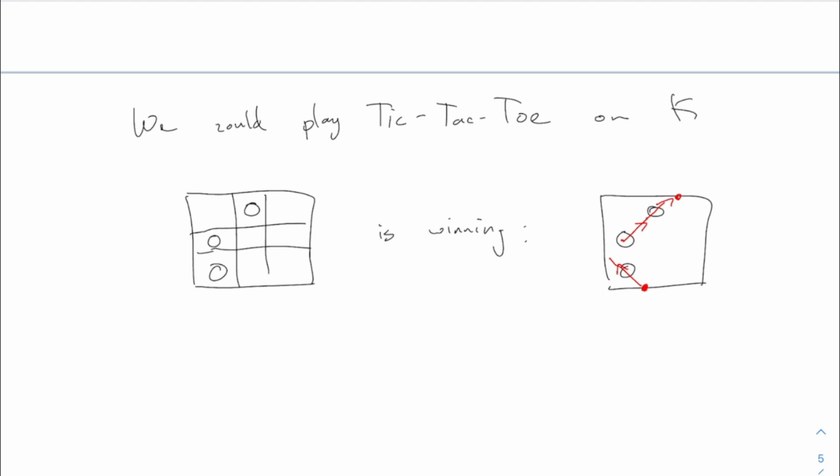All right. Fun times. You might worry that maybe everything is winning on a Klein bottle just because of the weird twisting, but it's not so.